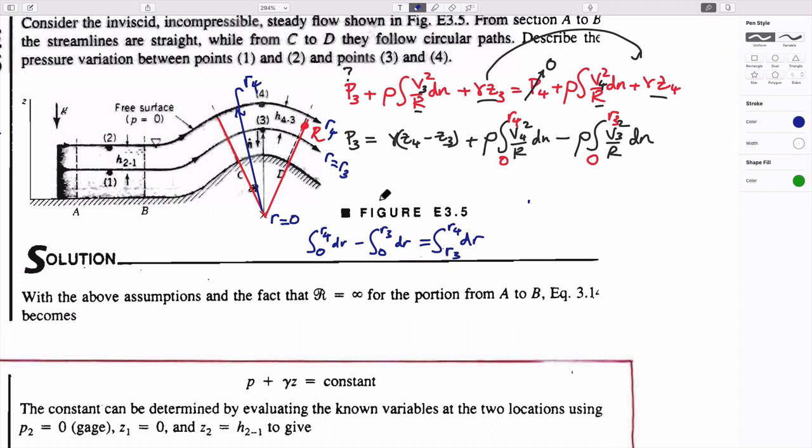So this expression here now becomes, if we write it out, P3 is equal to the unit weight multiplied by the difference in the elevations plus the density times the integral between R3 and R4 of this term V4 squared over R dn.